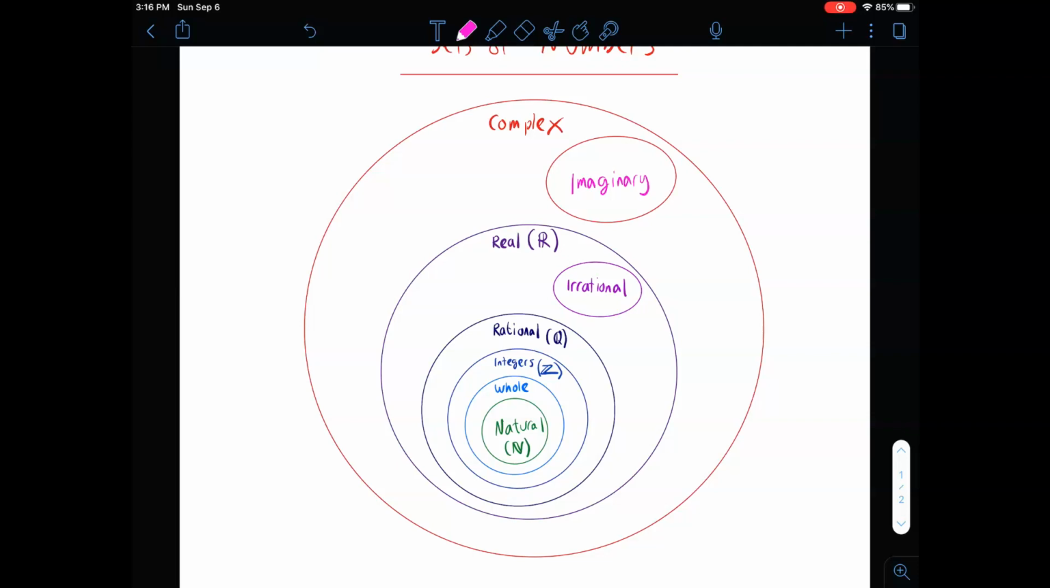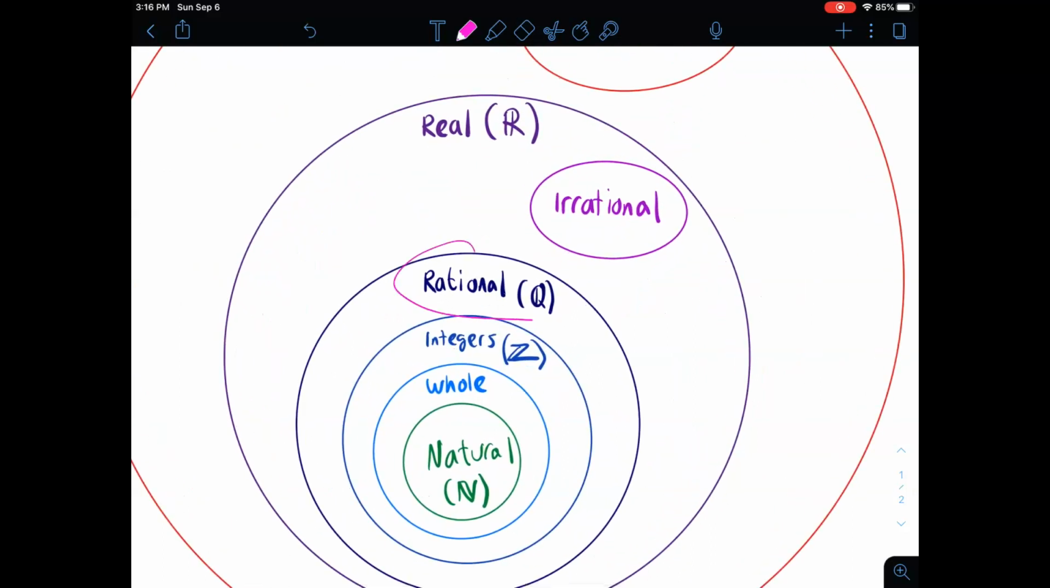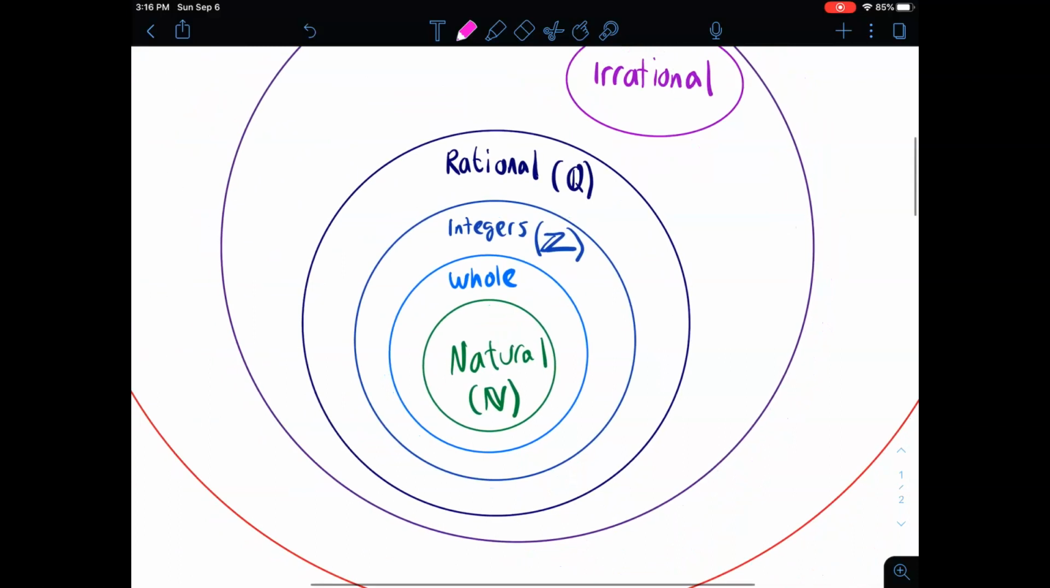So basically, all the numbers that exist fall under complex. Okay. Then there's real and imaginary, right? And then under real, there's rational and irrational numbers. And then under rational, integers, whole, and natural numbers are all types of rational numbers.